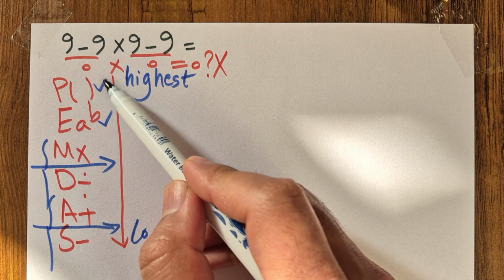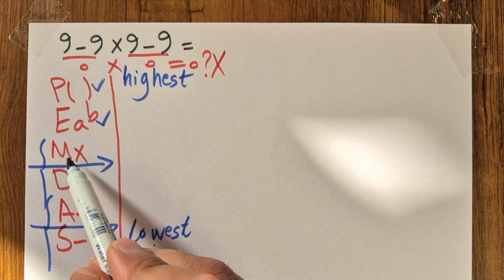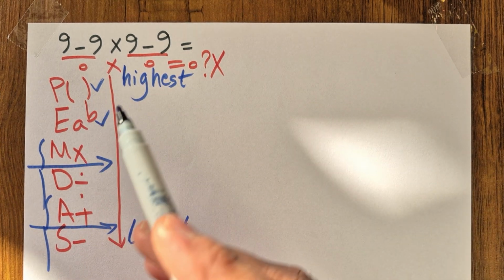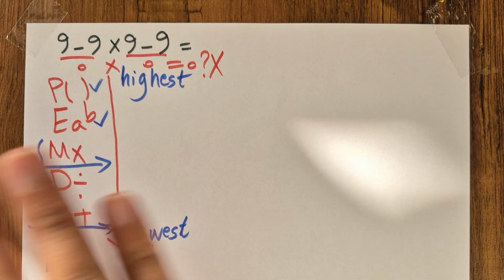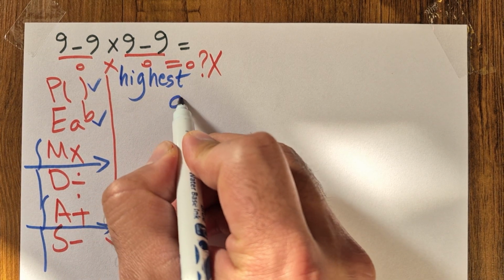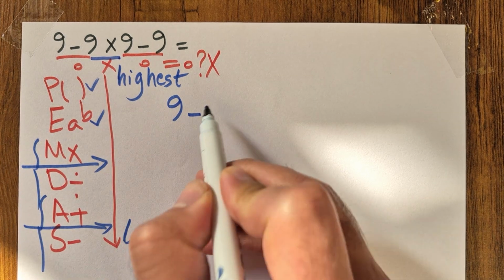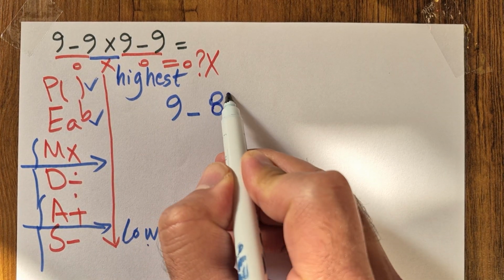Do we have any parentheses? No. Do we have any exponents? No. Do we have any multiplication? Yes. Let's do the multiplication. Just forget about anything else. Let's do the multiplication. So 9 minus 9 times 9 gives us 81.